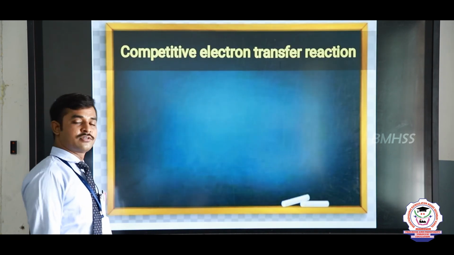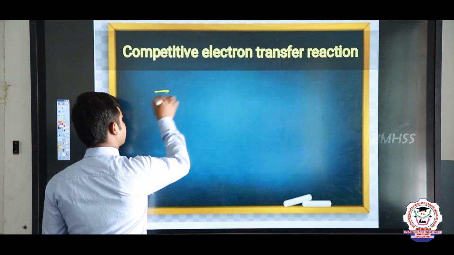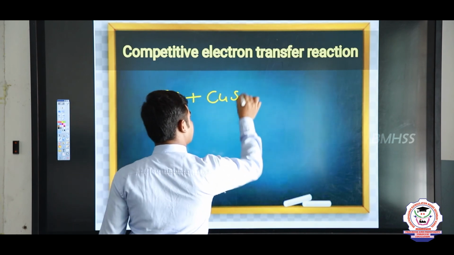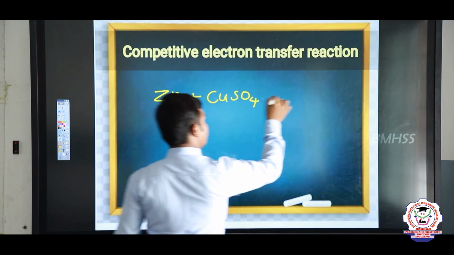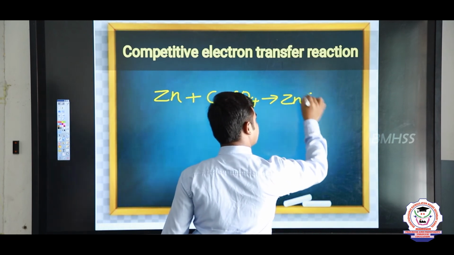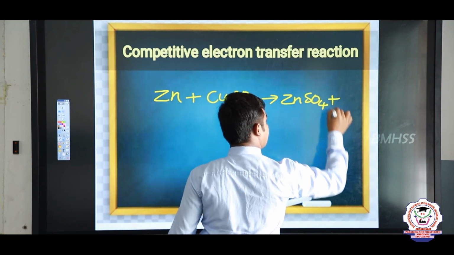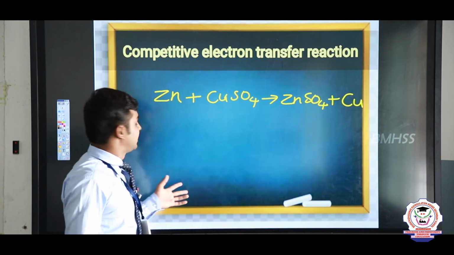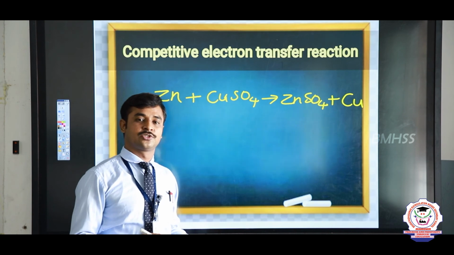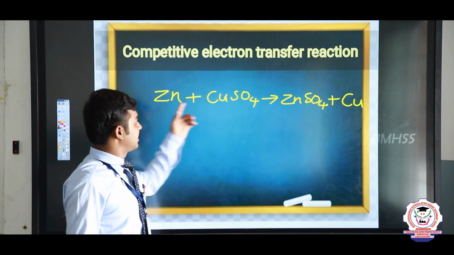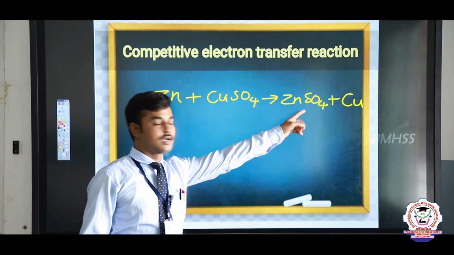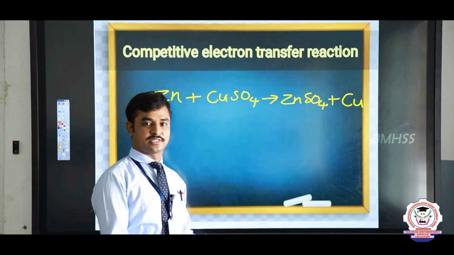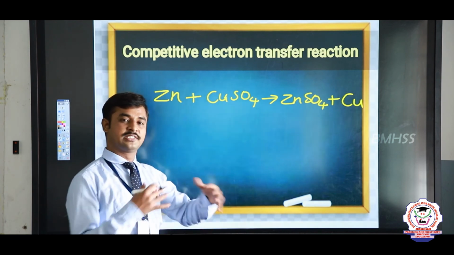In the competitive electron transfer reaction, zinc reacts with copper sulfate to form zinc sulfate, and the copper is removed. See here, zinc has more tendency to release electrons. So, it oxidizes to zinc ion and it reacts with the sulfate ions. So, the copper has less tendency, so it is removed. So, there is competition between zinc and copper.